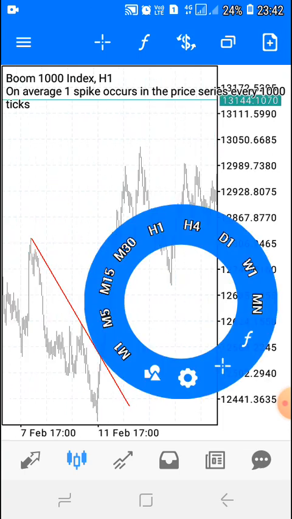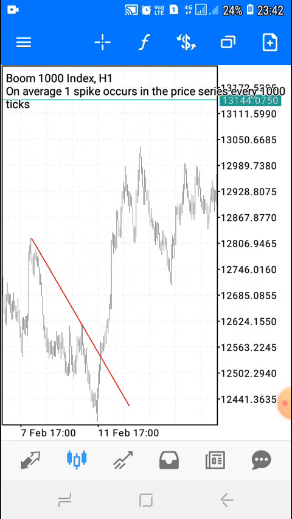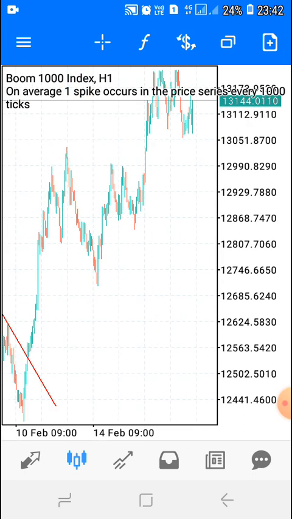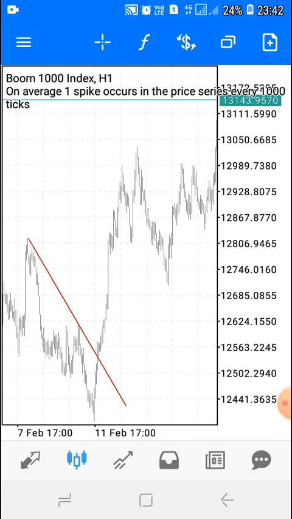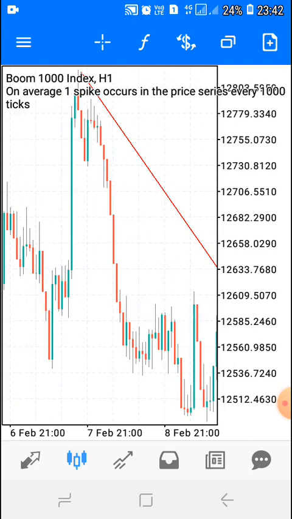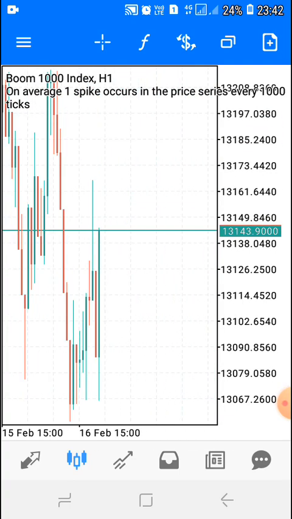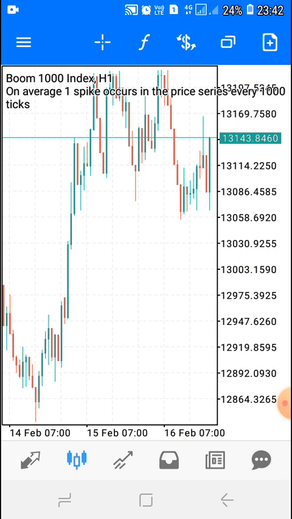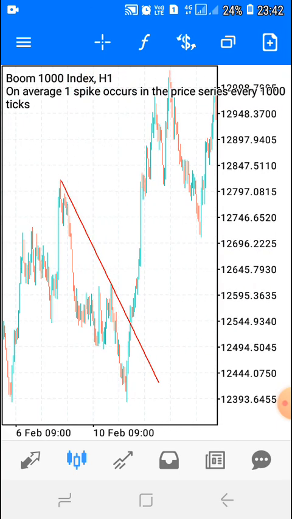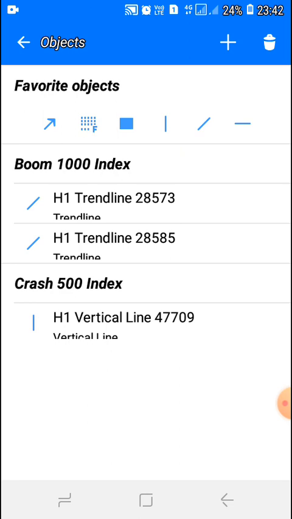So we know for certain, as soon as Boom 1000 trends in an upward direction, we are looking for buying opportunities. Vice versa on Crash 1000: if Crash 1000 is trending in a downtrend, we are looking for selling opportunities. Remember this: Boom 1000, if it's trending in an uptrend, we're looking for buying opportunities. Crash 1000, if it's trending in a downtrend, we're looking for selling opportunities. So we can see the market has been trending in an uptrend for the past few weeks.